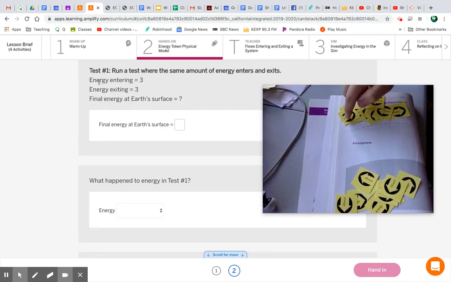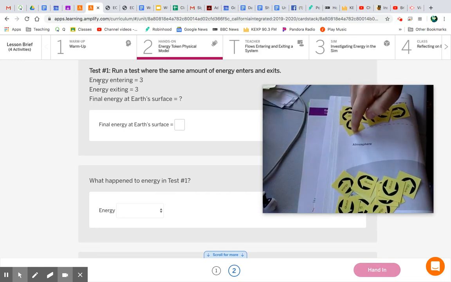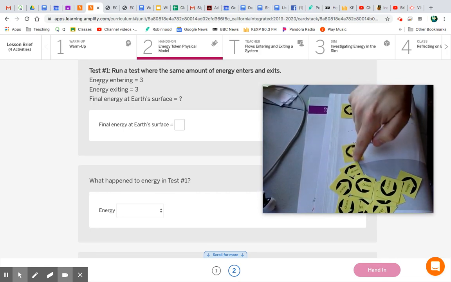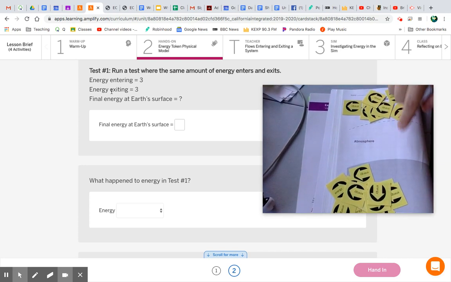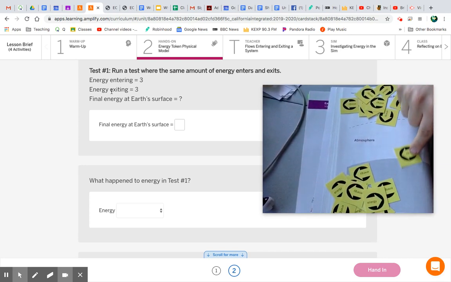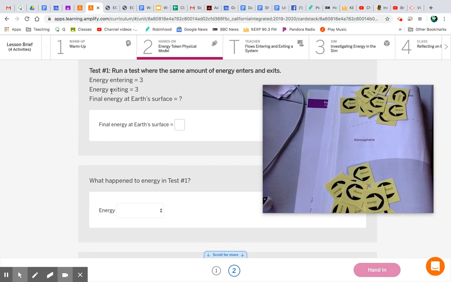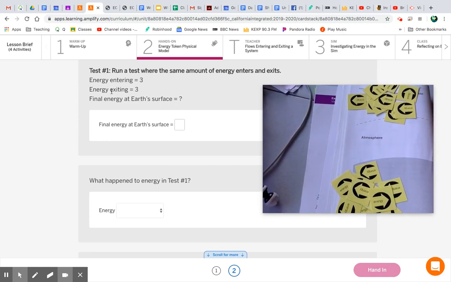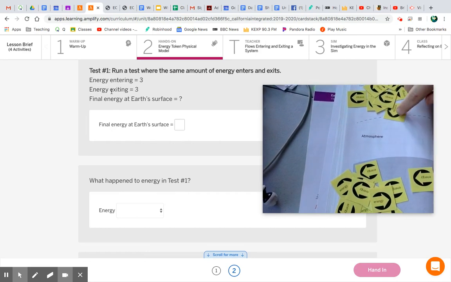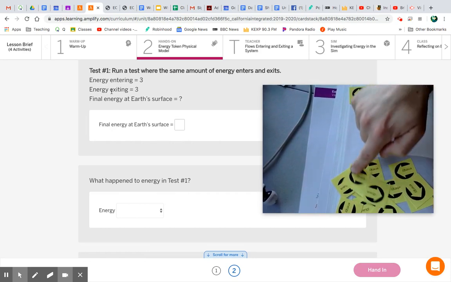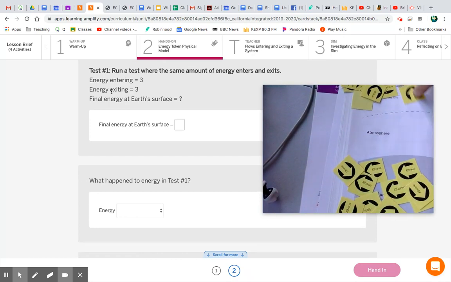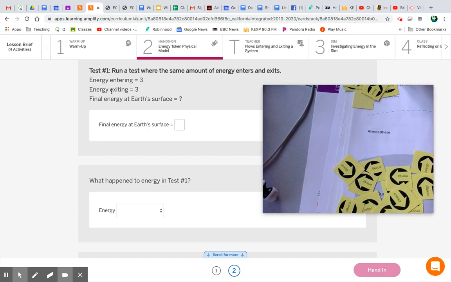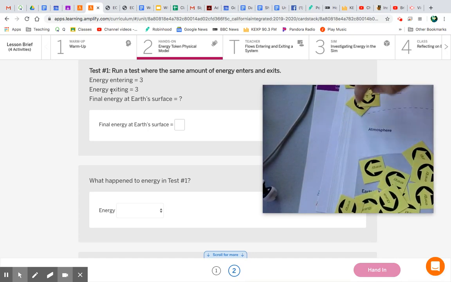So what I'm going to do is I'm going to take 3 of my energies. I'm going to bring them through the atmosphere. I'm going to put them down on Earth's surface. And then what does the next thing say? Energy exiting is 3. Okay, so I take 3 of my energies through the atmosphere, back into outer space. Ooh, but what was that thing I was supposed to do? I was supposed to do that 3 times total. So I'll go 1, 2, 3, and 1, 2, 3. That's my second time. Third time, 1, 2, 3, and 1, 2, 3.